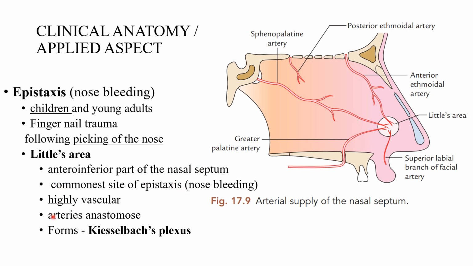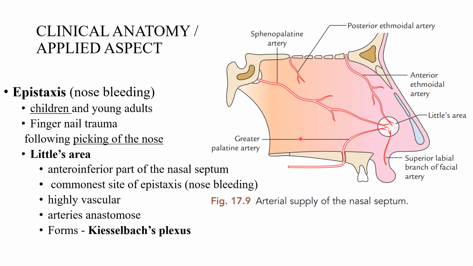Why? Because it is highly vascular. So what happens here is the anterior ethmoidal artery, the sphenopalatine artery, the greater palatine artery, and the superior labial branch of facial artery all anastomose here and form Kiesselbach's plexus. And this area is known as Little's area. Also here one MCQ can arise: which artery does not form anastomosis at Kiesselbach's plexus? The answer will be posterior ethmoidal artery.